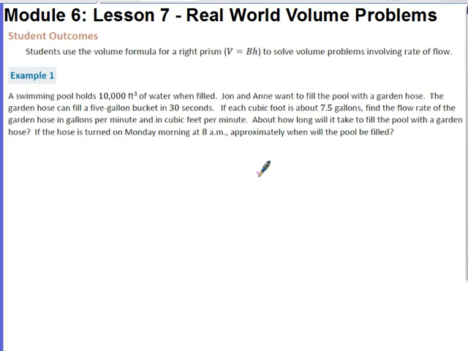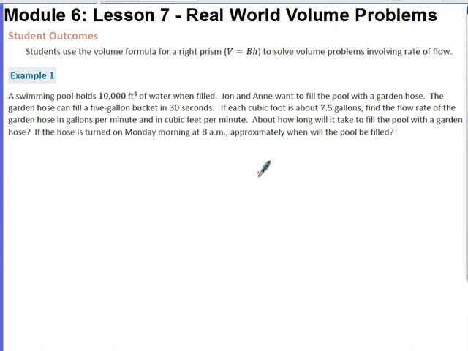Now I want you to notice it says rate, and we did that at the beginning of the year. I just want to remind you that it was very helpful for us to find unit rates in order to calculate any other type of rate. So in any of the examples that we get, you're going to want to turn any rate into a unit rate.